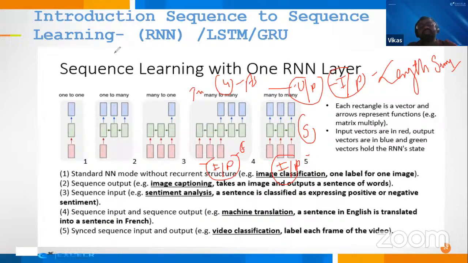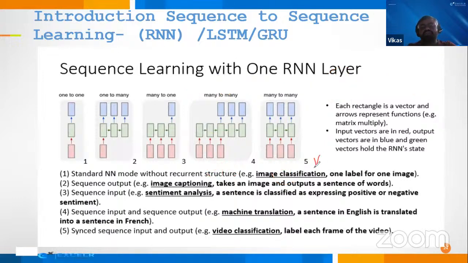Synchronized approach. What is the example? Let's take it this way. Let's take the example that I am passing one kind of video here. I'm passing a video of students walking in the college, a video of about 1 minute, where people are chit-chatting with each other, passing by, and trying to enter the classrooms.